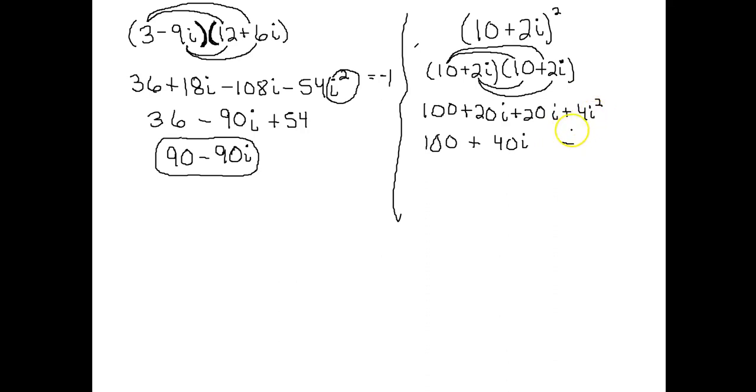Because this i squared, plus 4i squared, is the same thing as minus 4. 100 minus 4 is 96. So I end up with 96 plus 40i. And this is an example too where A and B are not always the same, like it happened kind of over here, but it's not always going to work out that way. There you go with how to multiply complex numbers that have that imaginary part in them.